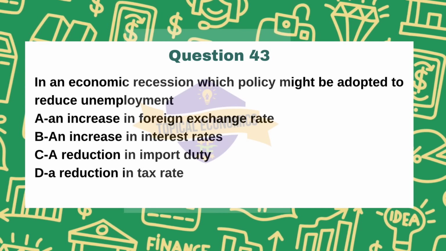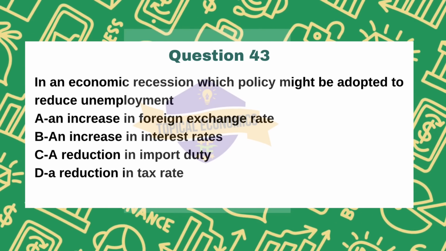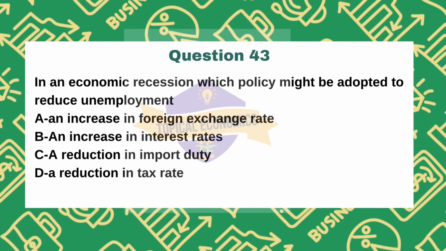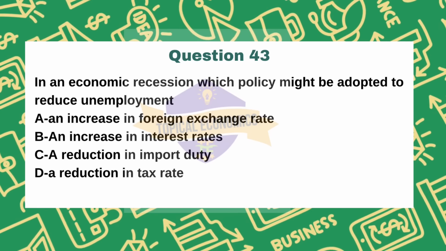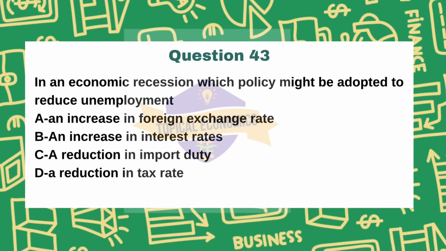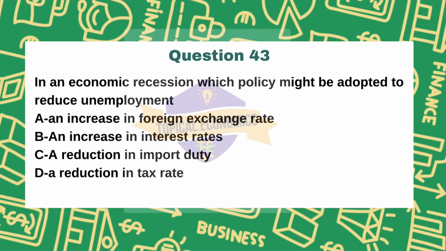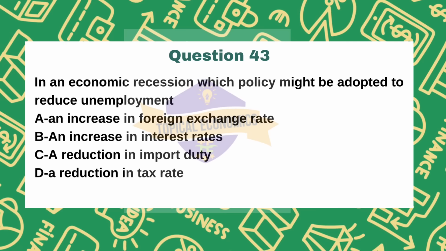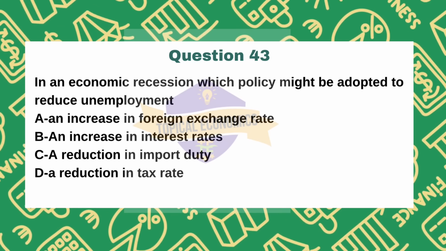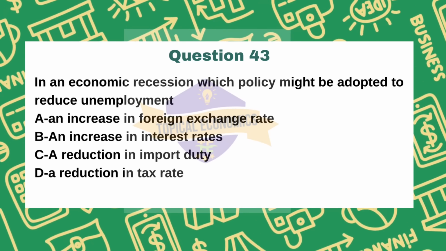Proceeding to question 43. In an economic recession, which policy might be adopted to reduce unemployment? A, an increase in foreign exchange rate. B, an increase in interest rates. C, a reduction in import duty. D, a reduction in tax rate.